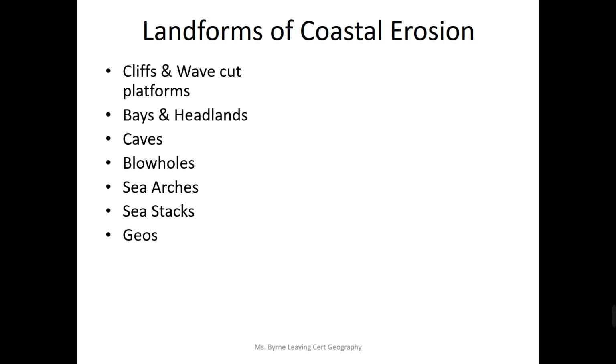Right, next one then are the different landforms that you need to know. So these are all landforms of coastal erosion. Cliffs and wave cut platforms, bays and headlands, caves, blowholes, sea arches, sea stacks and geos. Of these, the main ones are cliffs and bays and headlands. These are the 2 that you'll be writing essays about.